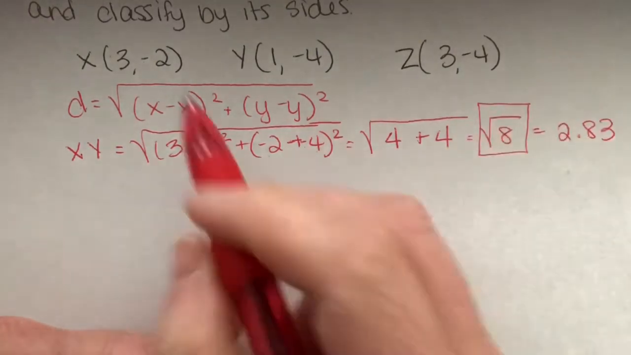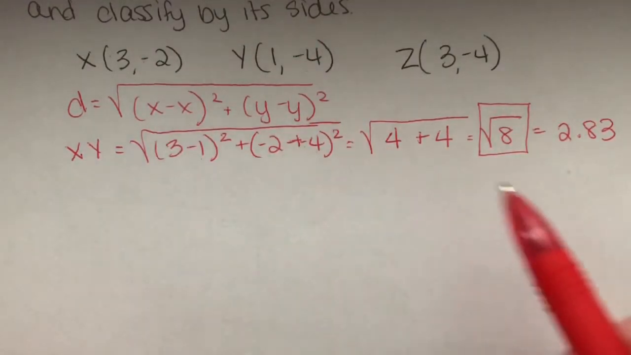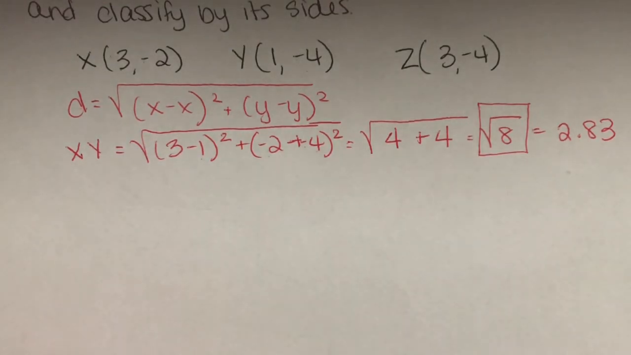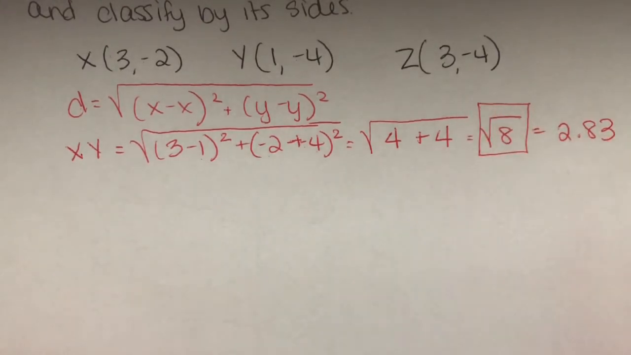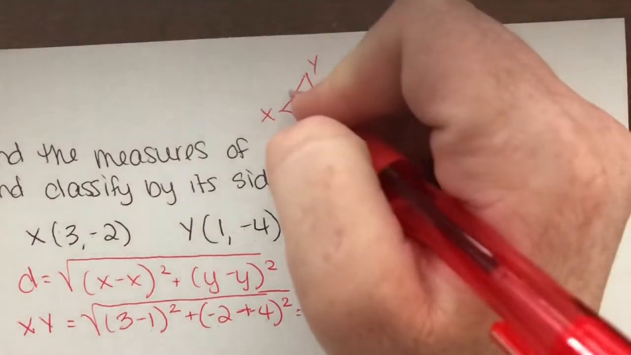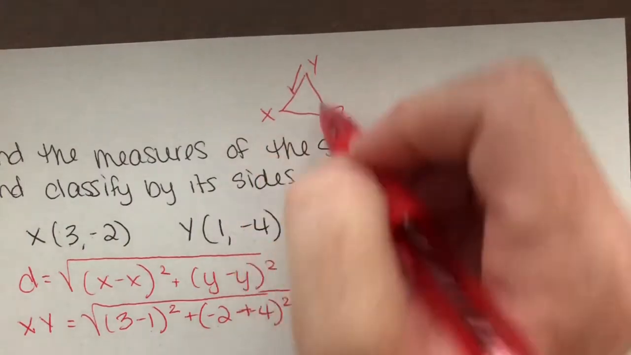And really here, to classify by the sides, we don't really care what the sides are. We just need to know, are all 3 sides the same? Are 2 of the sides the same? Or are none of the sides the same? So you could just leave it here. You don't really need to know the measure just yet. All right, so I found XY. So I got that one, check. Now I want to find YZ.